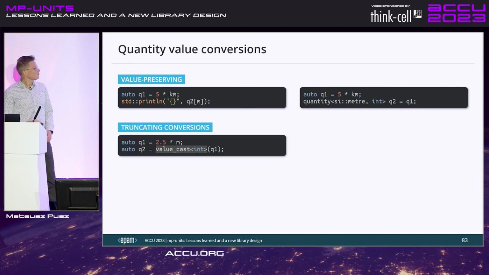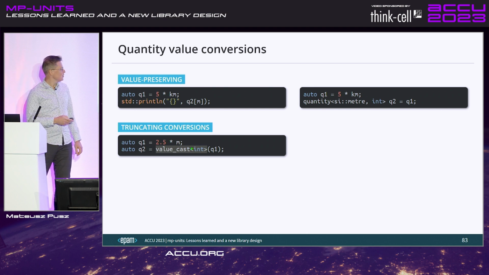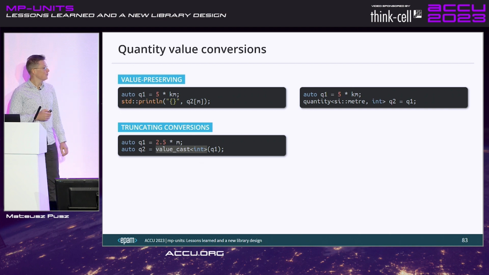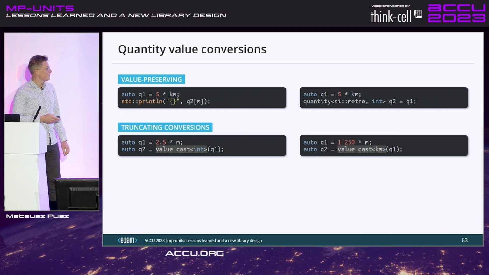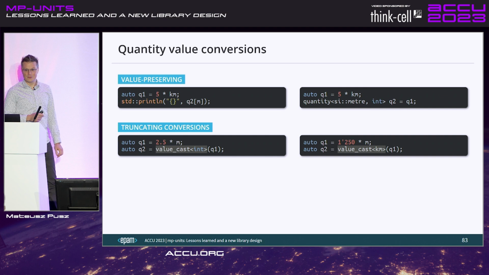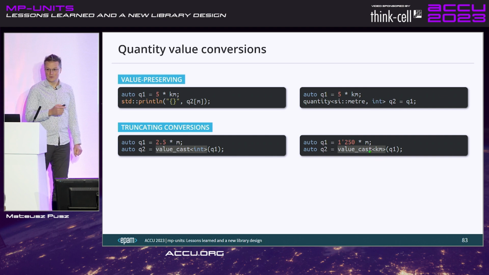Truncating conversions are provided with value cast, because I'm trying to cast a double of 2.5 to an integer. It truncates the value. So I need to put a cast only, right? I cannot do this implicitly. The same if I want to convert this number of meters to kilometers. I will truncate the value. Implicit conversion doesn't work. I have to value cast it explicitly to a specific value.